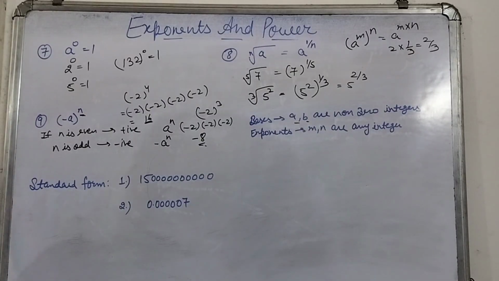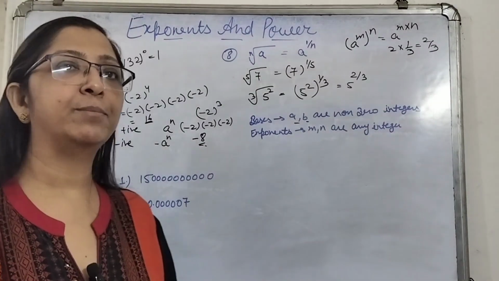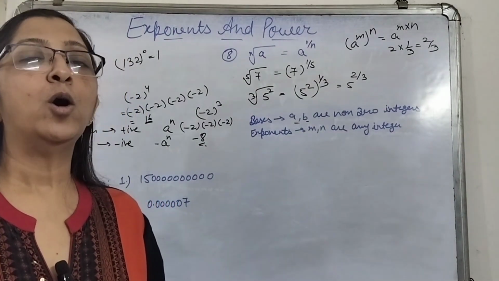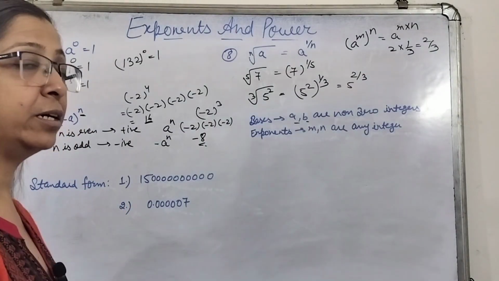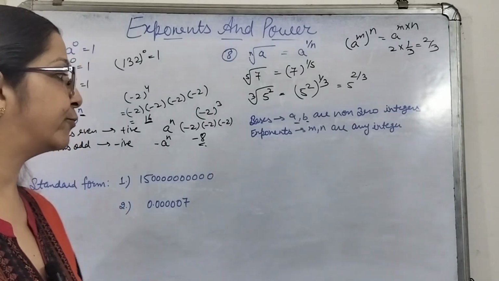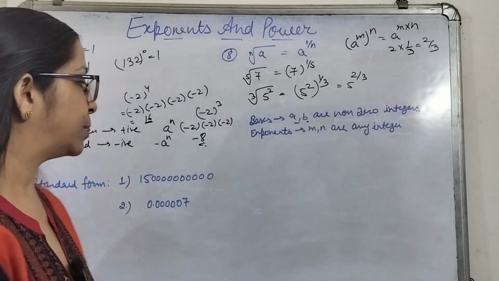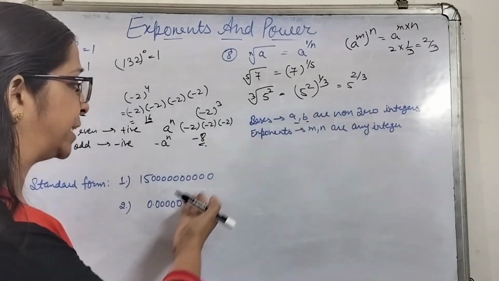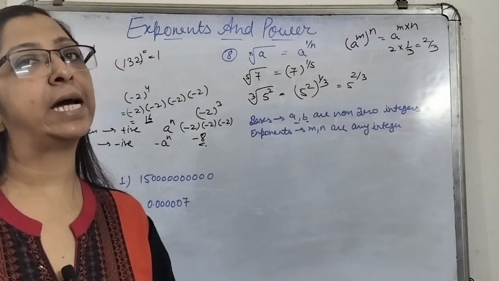Now let's see how to write any given number in exponent form, in its standard form. Like we have already studied, if we are talking about the mass of the earth or the mass of the moon, or the distance of the moon from here, or the distance of the sun from the earth, these are very big numbers. So how to write these types of numbers in standard form?